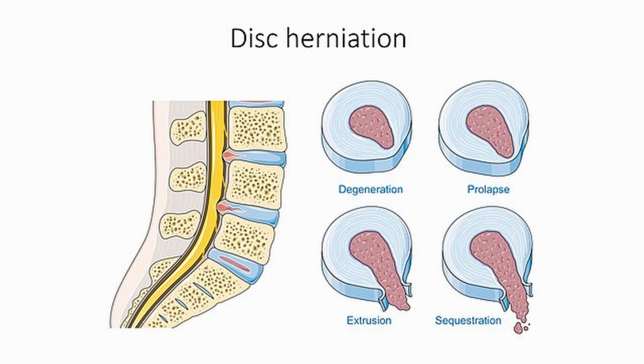There are three different types of protrusions or herniated disc. The first is called a protrusion. The second is called an extrusion. And the third is called a sequestration.